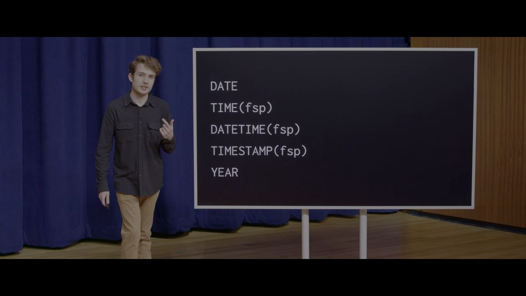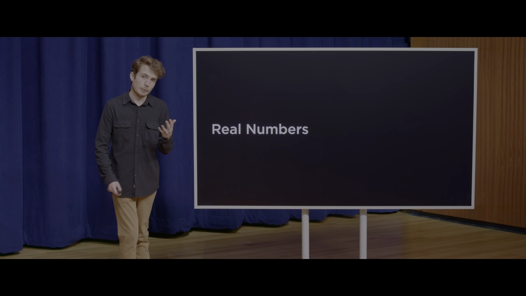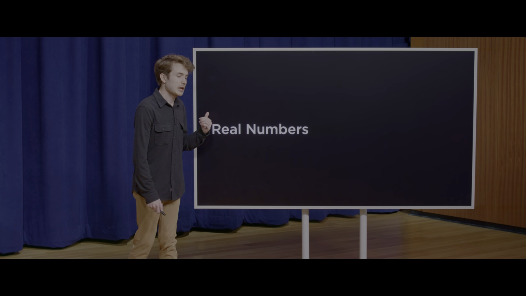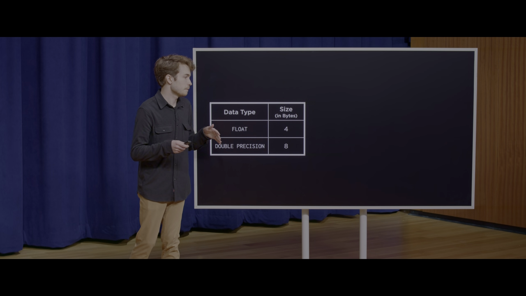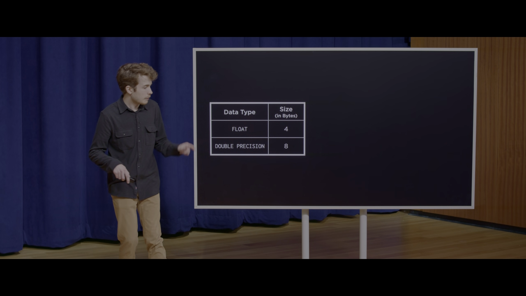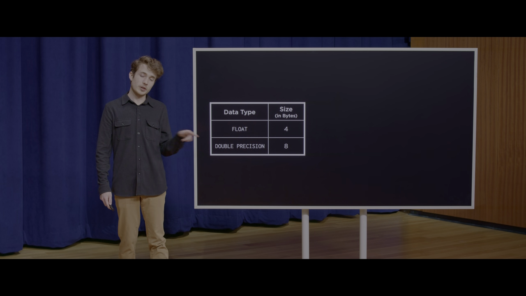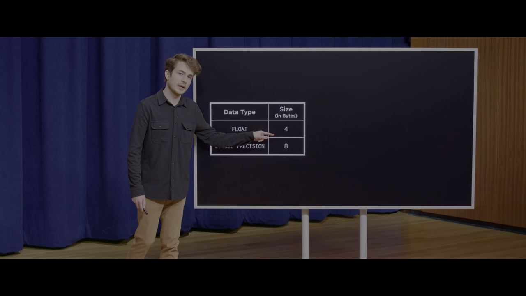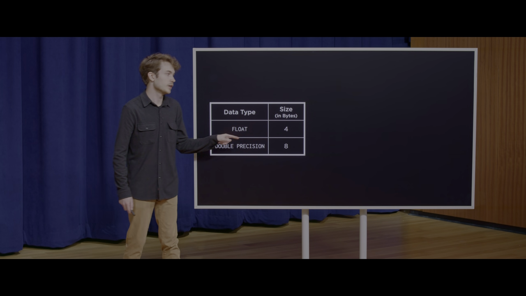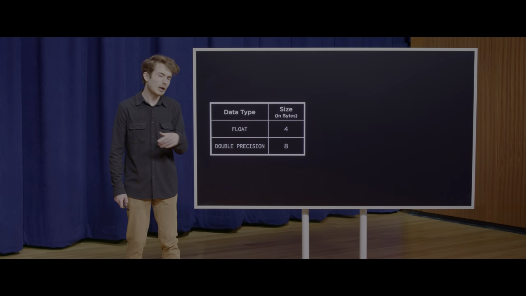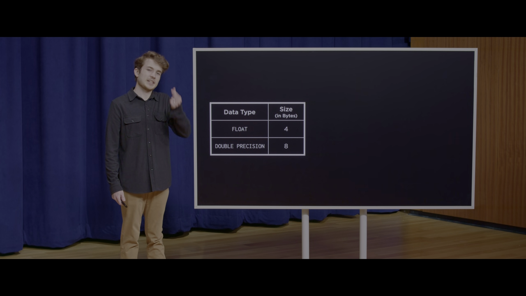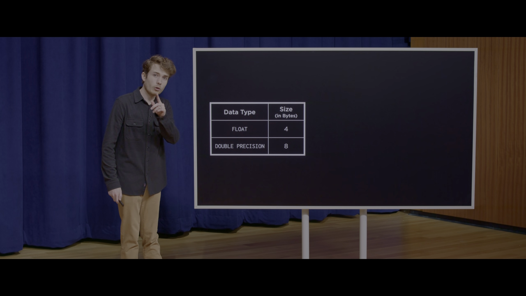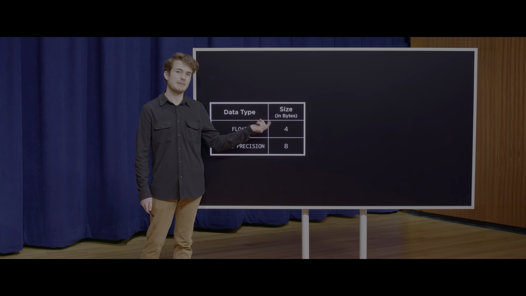But I should also think about how to represent real numbers, that is, numbers with a decimal point in them. Now, you might think back to SQLite and remember the real data type affinity. And we have some similar options here. We have float and double precision, where the only difference is float stores a number in 4 bytes, whereas double precision stores that number in 8 bytes. And you might be thinking, well, if they both store a decimal number, a real number, why would I choose one over the other? Or why would I use more space when float does the same thing for me in fewer bytes?